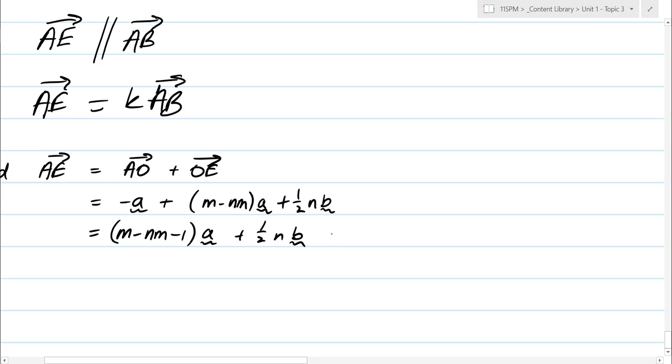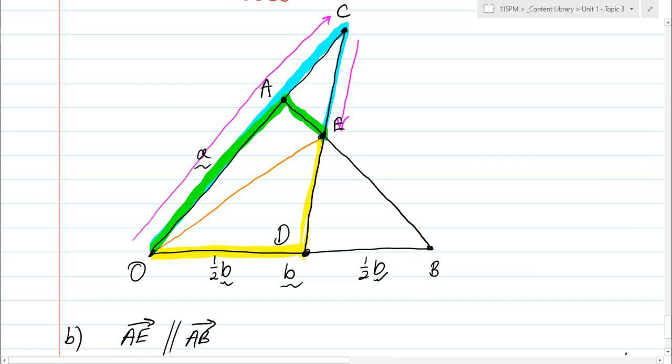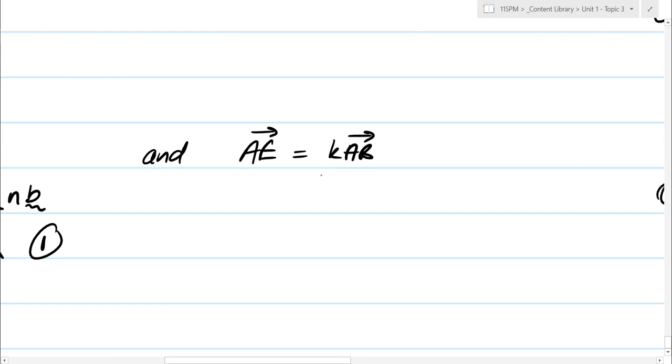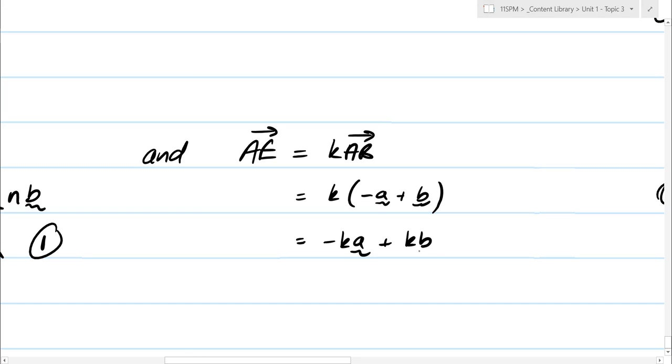And I'm also going to say AE is equal to KAB. What's AB equal to? I'll go back to my diagram. How do I get vector AB? Well, to get AB, I just go AO and then OB, which is actually just negative A plus B. So this one is a bit easier. So I get AB equals K times negative A plus B, and that gives me negative KA plus KB.